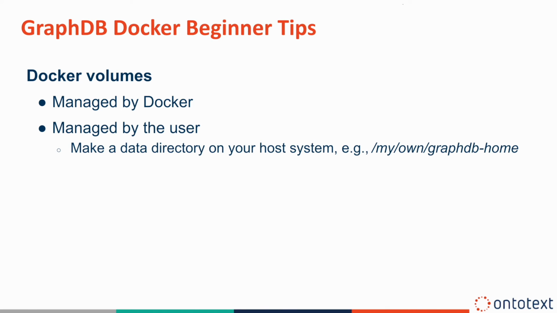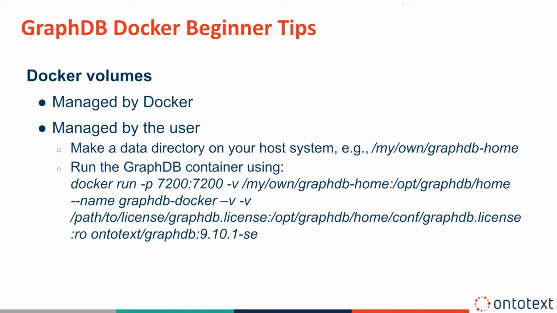To do that, first create a data directory on a suitable volume on your host system. For example, /my/own/graphdb-home. Now start the GraphDB Docker container, mounting the directory we created to the Docker GraphDB home directory. To do that, add the -v option to the docker run command, pointing the host directory to GraphDB's home directory. Using the -v option, you can also provide a path to the license file. More information on managing the GraphDB Docker container can be found on GraphDB Docker's Hub page.